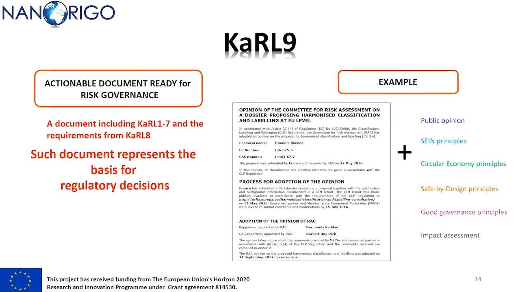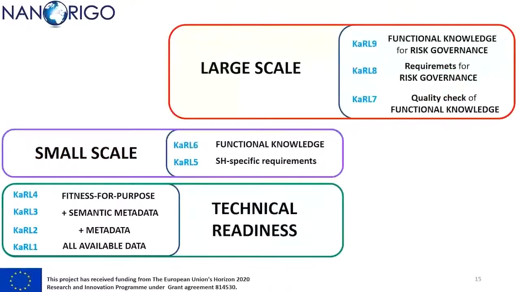And if this document is combined with additional public opinions and design principles and circular economy principles, so all the requirements from KaRL 8, then it can be considered finally KaRL 9 and ready for regulatory decision making, ready for nano-risk governance. Finally, to sum up the KaRL approach, it is divided into 3 blocks, mainly technical readiness, small scale, and large scale.